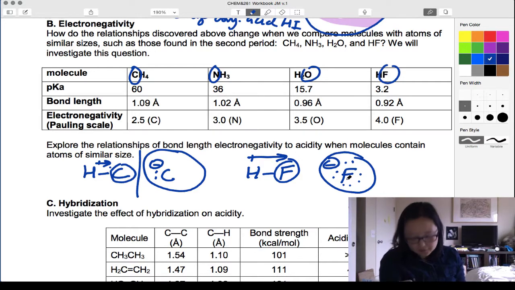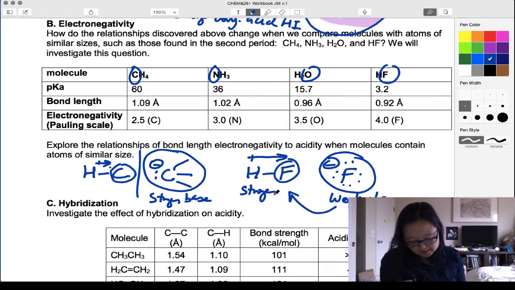This means that fluoride is going to be our weaker base compared to carbon in the same situation. And remember, a weaker base makes a stronger conjugate acid. So that's another explanation for this.